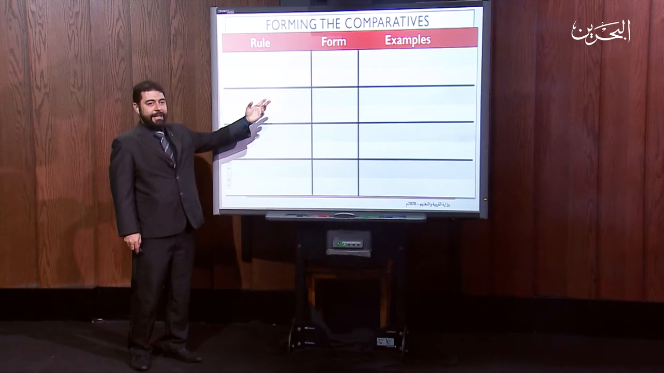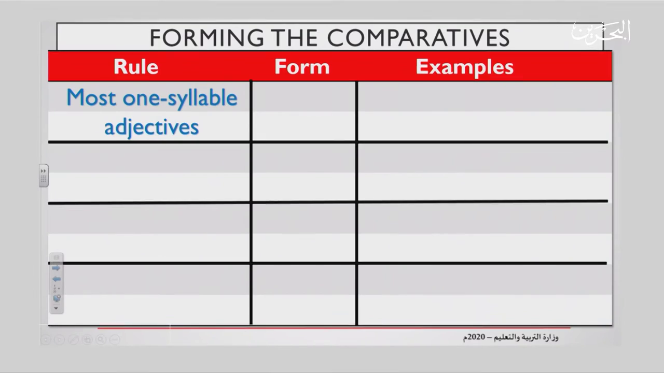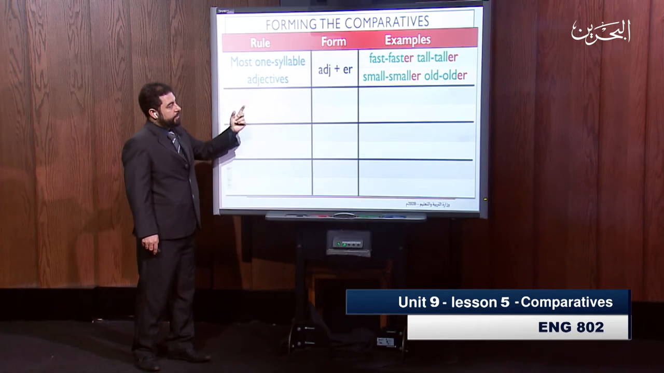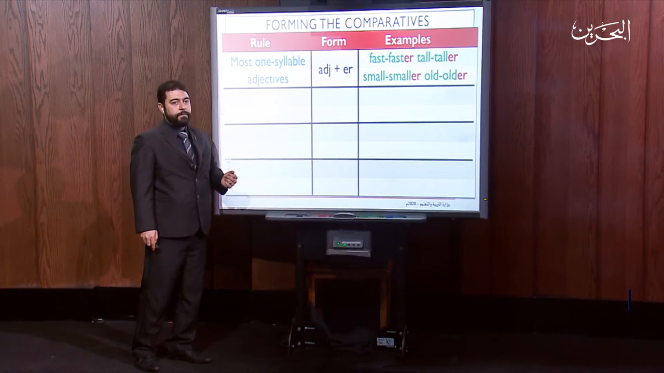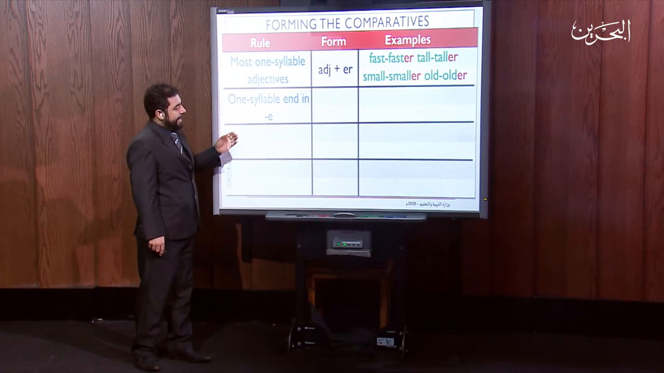All right, now we come to the form of the comparatives. We have rule, form, examples. Let's take a look at the first rule. Most one-syllable adjectives: what do you do with that? You add adjective plus er. Let's take a look. We have fast, which is a one-syllable adjective. If you have that, you add ER to it. Another example of one-syllable adjectives, tall. You notice it is a short adjective. It becomes taller. You add ER. Small, another one-syllable adjective, you add ER. Old becomes older.